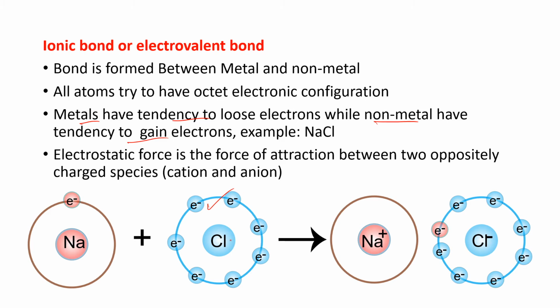All the time the chlorine is going to accept one electron from the sodium or any other atom which is going to donate one electron. Here the electrostatic force is the force of attraction between the two oppositely charged species. Here is a cation and anion. Sodium is the cation and chlorine is the anion. In between the sodium and chlorine there is an electrostatic force of attraction that you can see here. As a result they are held together.